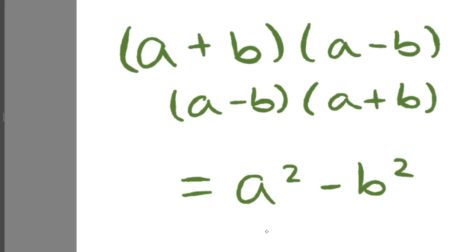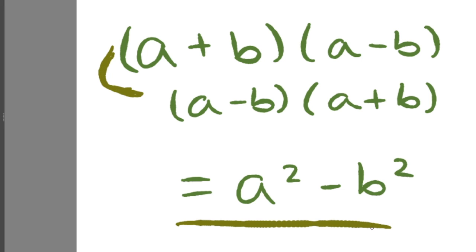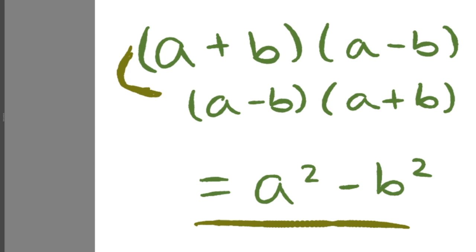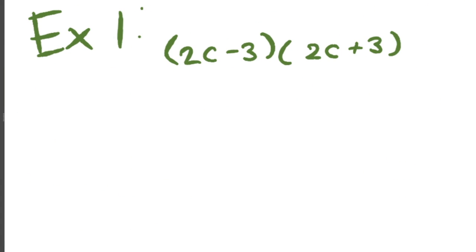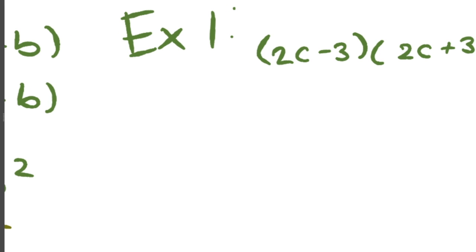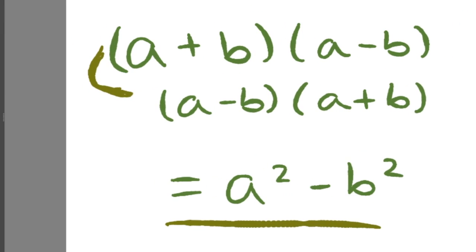The last thing we're going to be learning is how to solve the product of a sum and difference, and that can be written like a plus b times a minus b, or a minus b times a plus b. These two are the same thing, so you'll end up with the same answer, which is a squared minus b squared. When we have a product of a sum and difference, our product will always end up being a squared minus b squared.